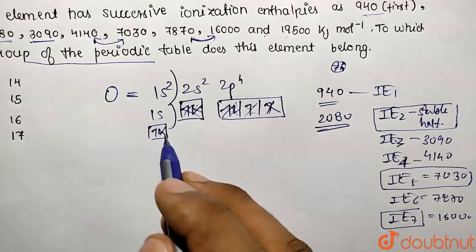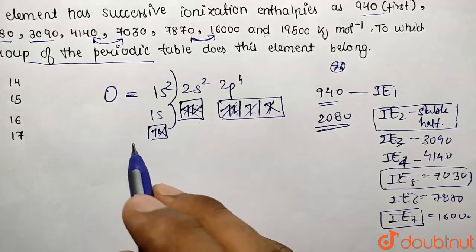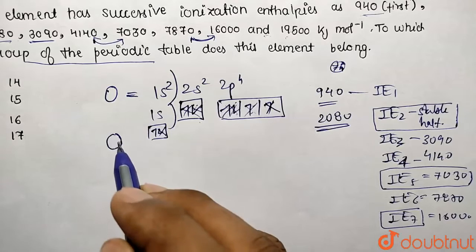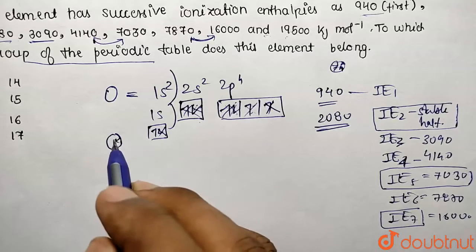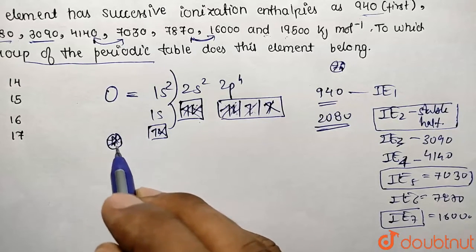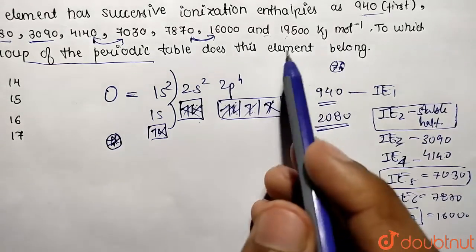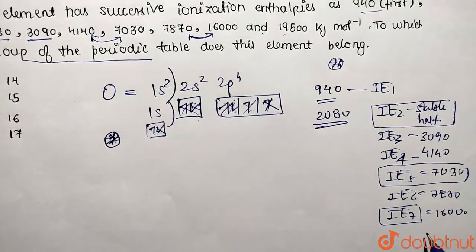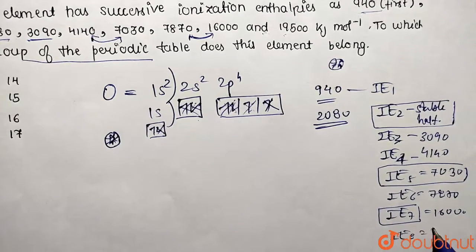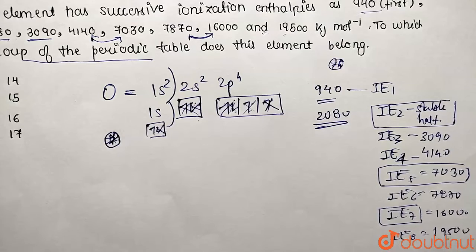Now if you remove this electron, the size is going to be even smaller. After removing the first, we have the smallest size possible because of one electron and many more protons. So this turns out to be a very large value of 1950. So IE8 turns out to be 9500.